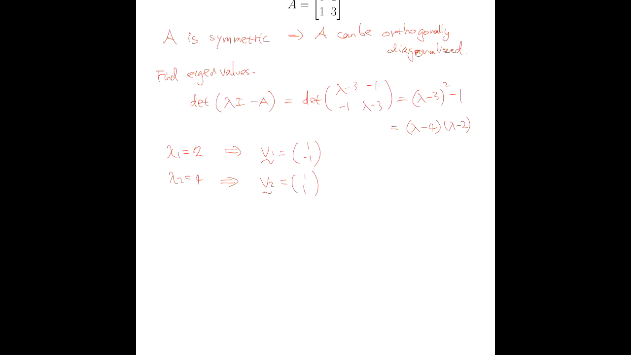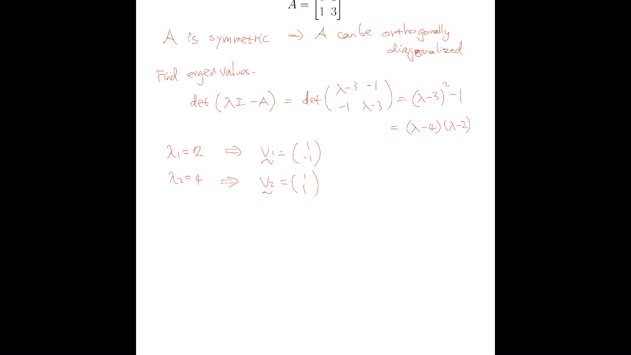So we find a basis for each eigenspace. But it is not orthonormal because they are not unit vectors. In each eigenspace, there's only one vector. But now if we want the orthonormal basis, we need to make them into unit vectors.